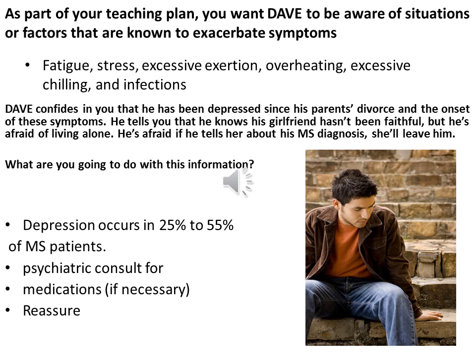Dave confides in you that he's been depressed since his parents' divorce and the onset of these symptoms. He tells you he knows his girlfriend has been faithful, but he's afraid of living alone. He's afraid if he tells her about his MS diagnosis, she will leave him. So what are you going to do with this information? Depression occurs in 25 to 55% of MS patients.